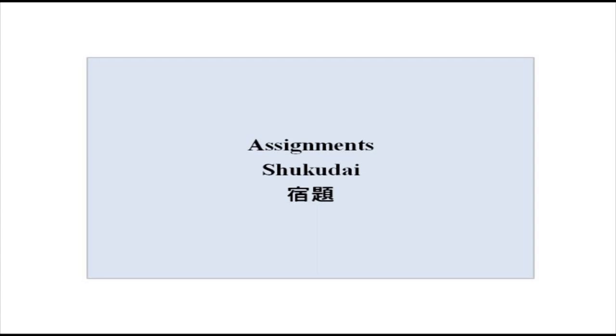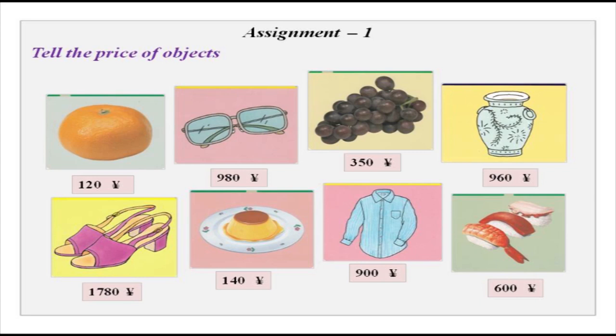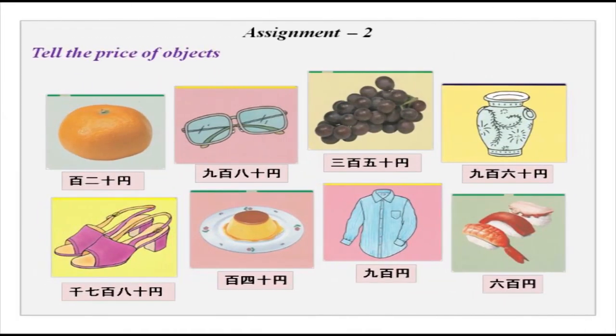And now comes your part. You have to do all of this at home. This is exercise for you now. Tell the price of objects. The objects are listed over here without the name, and the price is given. So I want you to practice with your partner by asking what is the price of this object, and loudly please. Now, same exercise, you know the name of the objects over here, you can see it in the picture, we've done it a number of times, some of them may be new, you could look up the dictionary also, but the important part is that all the prices over here are given in kanji. So you have to practice kanji as well. You have to read this and tell the price of the object. So this is the exercise, assignment 2.